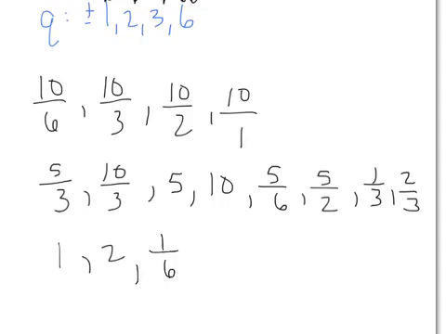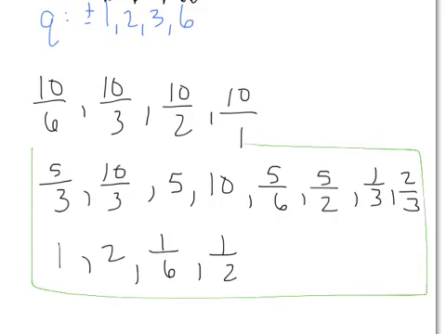1 over 3 already shows up right here. 1 over 2 is new. And then 1 over 1 is just 1, and that already also shows up right here. So this is our list of possible rational roots. Now remember that all of these could be plus or minus. So they could be positive or negative.